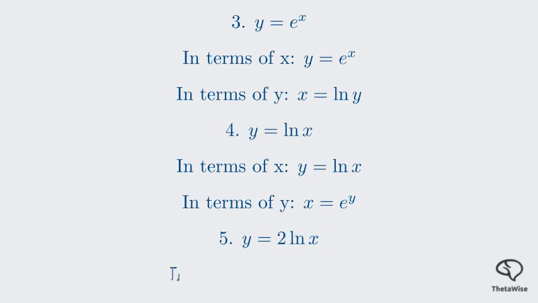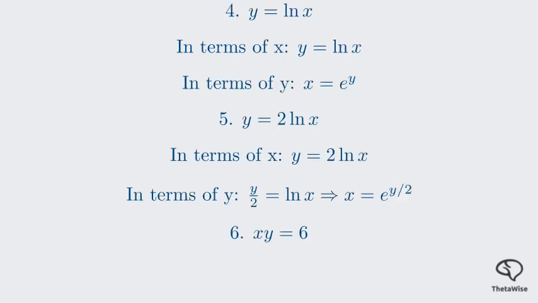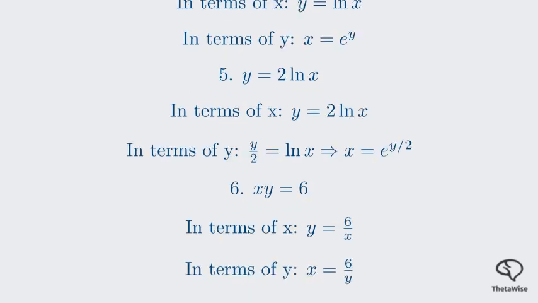For the equation y equals 2 natural log of x, we first divide by 2 to get y over 2 equals natural log of x. Then, using the same logarithmic definition as before, we find that x equals e to the power of y over 2. For the simple hyperbola xy equals 6, finding both forms is easy. Divide by x for the y form and divide by y for the x form.